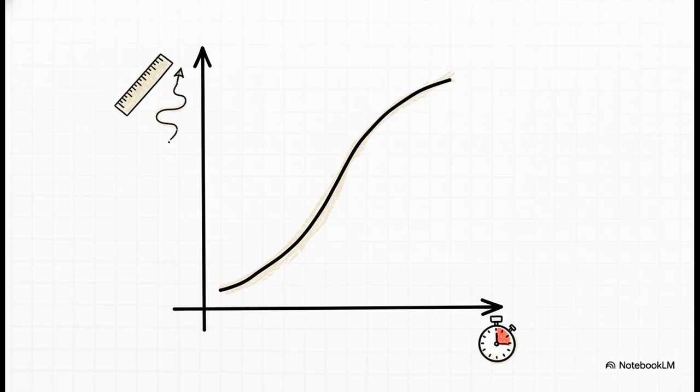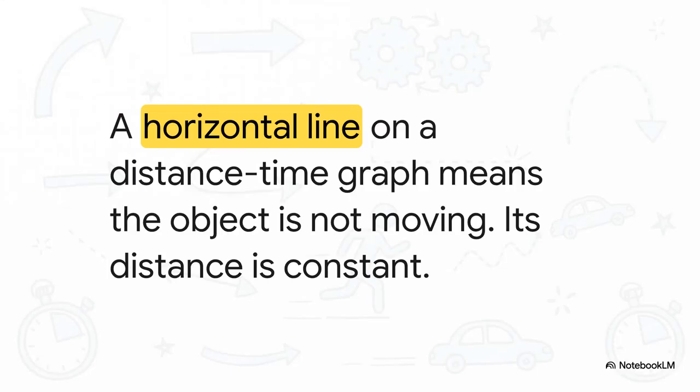Okay, let's start with the first type, the distance-time graph. It's pretty much what it sounds like, right? The vertical axis, the y-axis, shows how far you are from where you started. And the horizontal axis, the x-axis, just shows time passing by. It's perfect for tracking where something is during its journey. So reading these graphs is actually pretty intuitive.